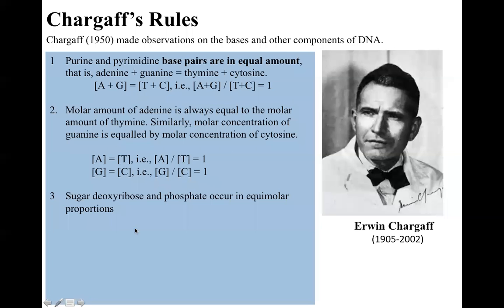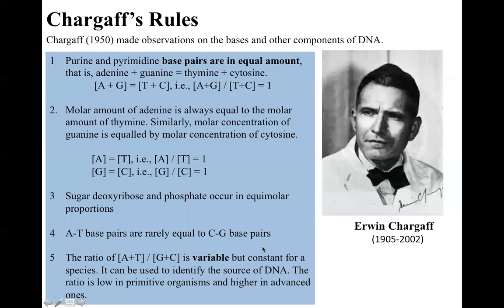The third observation he made was that the number of sugar molecules and phosphate groups also occur in equimolar proportions. And the fourth one is that adenine-thymine base pairs are not necessarily equal to cytosine-guanine base pairs. This is very, very important. AT base pairs, where A pairs with T, and C pairs with G, so the number of AT pairs and GC pairs may not be equal.